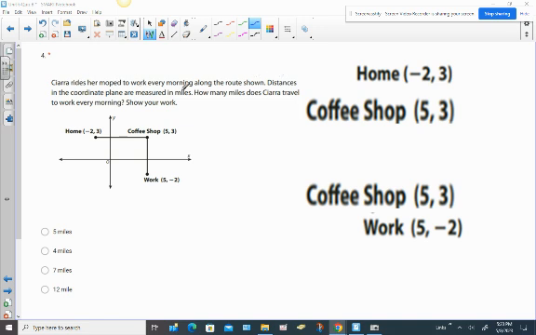Ciara rides her moped to work every morning along the route shown. Distances in the coordinate plane are measured in miles. How many miles does Ciara travel to work every morning? Show your work. So she goes from home to the coffee shop and then down to work.